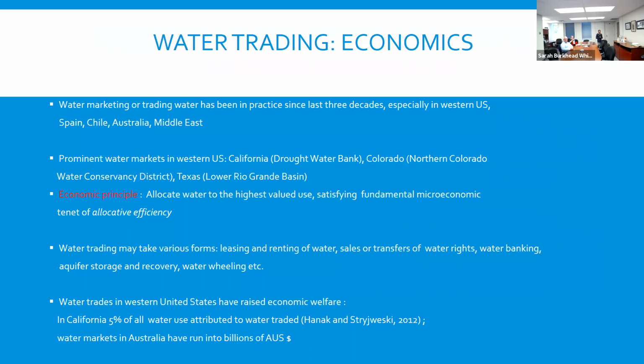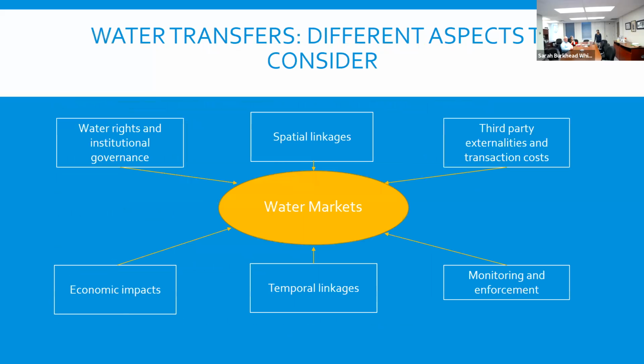And the water markets in Australia happen to be one of the most sophisticated water markets in the whole world. And the United States actually looks up to Australia in many ways in water trading. They have run into billions of Australian dollars in terms of trading. Obviously, Australia is all desert, not like us where we still have water in some parts. So, a little bit of some of the different aspects to consider in water trading.